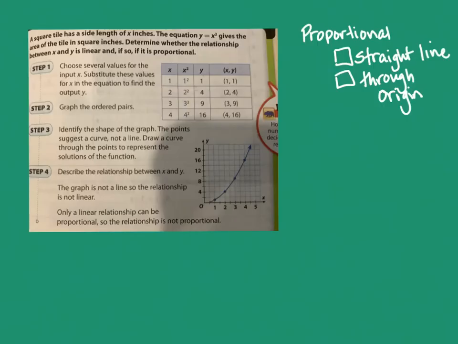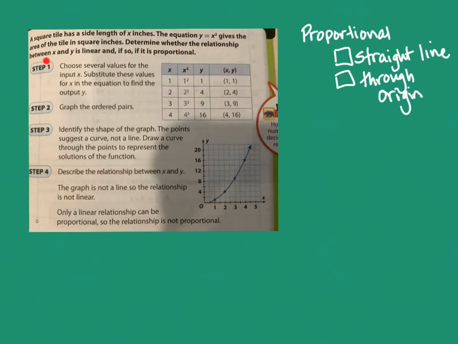All right, we have a square tile. It has a side length of x inches. We don't know how many inches, but it's square, so to find the area of it, we would do length times height, or length times width, and since they're the same, it would be the same length times the same width, or x times x, which is x to the second power, because we're finding the square, that times that. It gives the area of the tile in square inches.